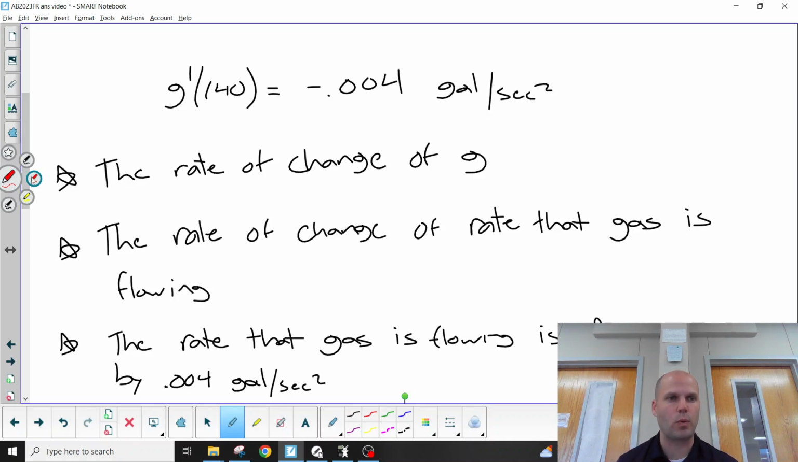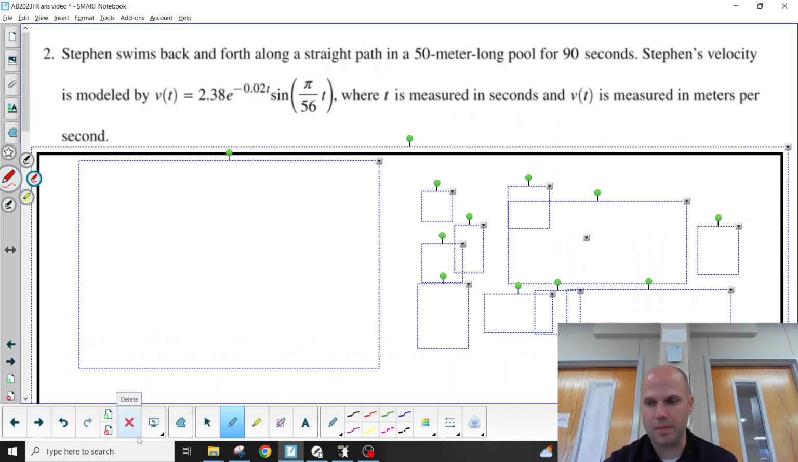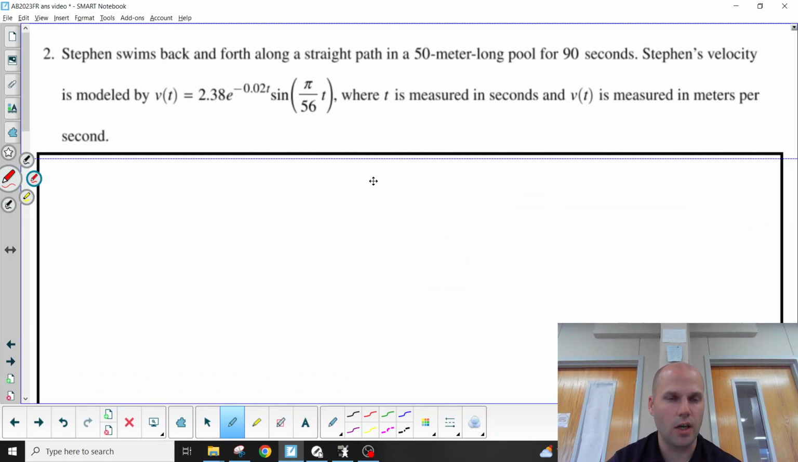I think this is worth 2 points as well. I think 1 point for the value, 1 point for the answer and the interpretation. So there we go. We get to 9 points. How did you do? Don't think I'm getting this done in 15 minutes, but let's go.